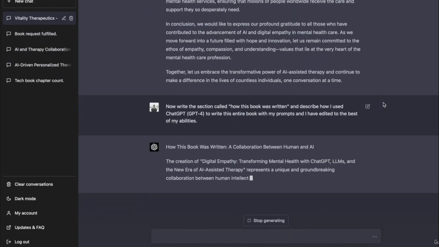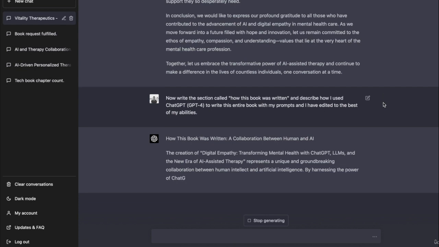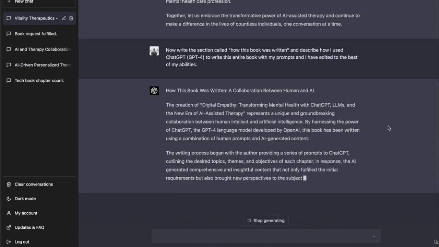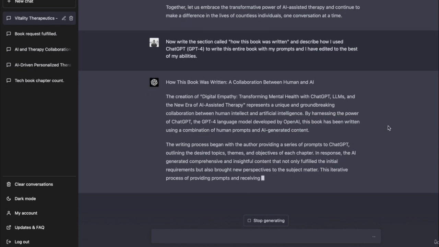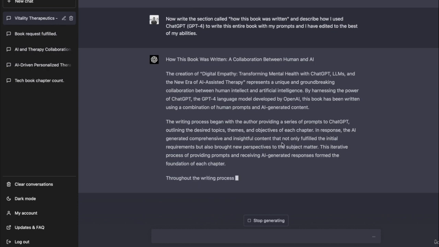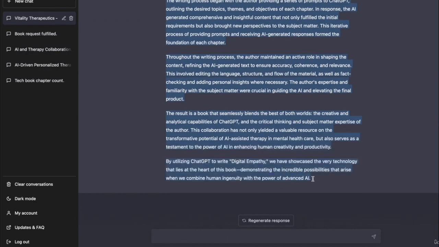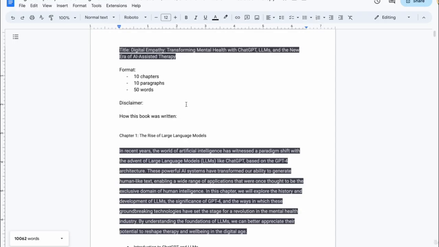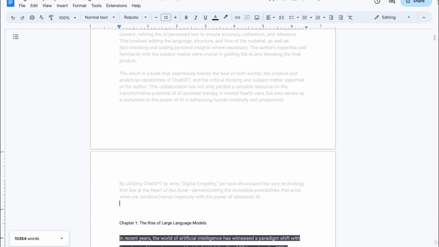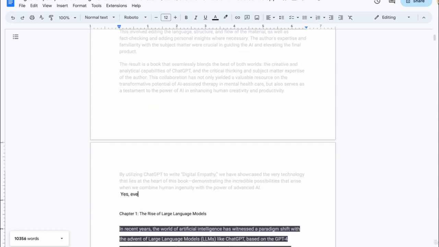It's kind of using very big words, groundbreaking collaboration. I just asked you to write a book and it did. It's also being a little self-flattering. Not only fulfilled the initial requirement, but also brought new perspectives. All right, chill out, GPT. And I'll add, yes, even this section was written by AI. It's true.